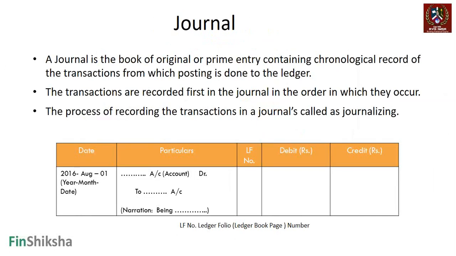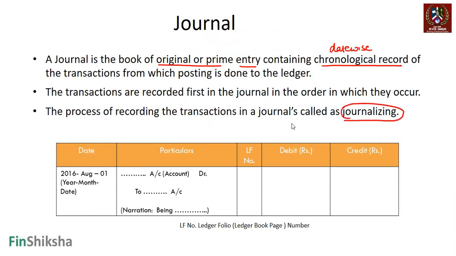So let's understand a journal. A journal is a book of original or prime entry containing a chronological record of transactions from which posting is done to the ledger. So there are two points here. The first is original or prime entry, which is the first entry that happens here. Second, it is a chronological record, which is basically date-wise transaction posting in a journal. Transactions are recorded first in the journal in the order in which they occur. The process of recording a transaction in a journal is called journalizing.